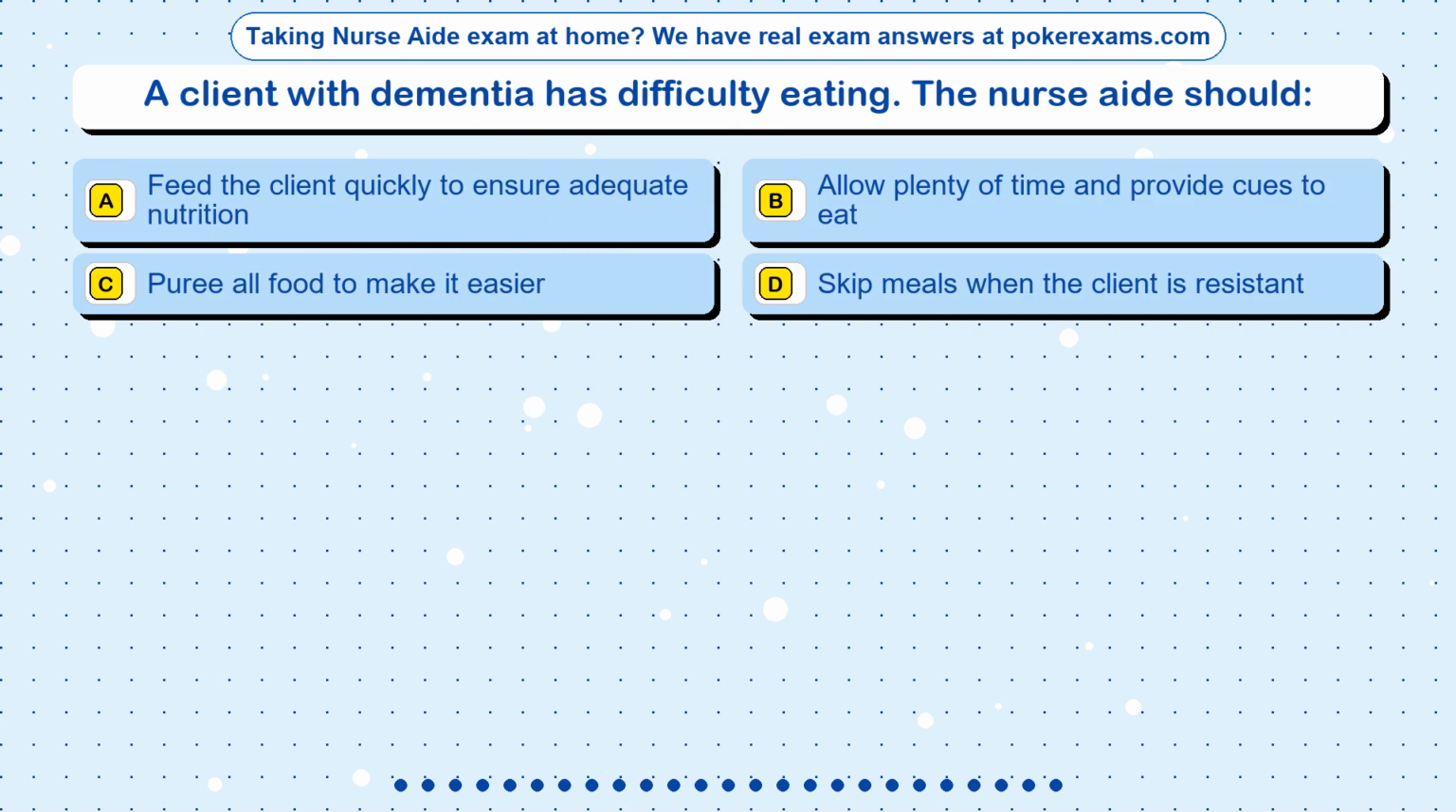Question 18. A client with dementia has difficulty eating. The nurse aide should: Option A, feed the client quickly to ensure adequate nutrition. Option B, allow plenty of time and provide cues to eat. Option C, puree all food to make it easier. Option D, skip meals when the client is resistant.